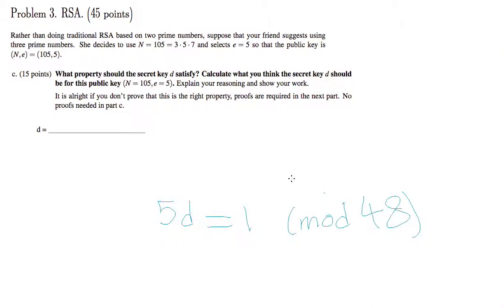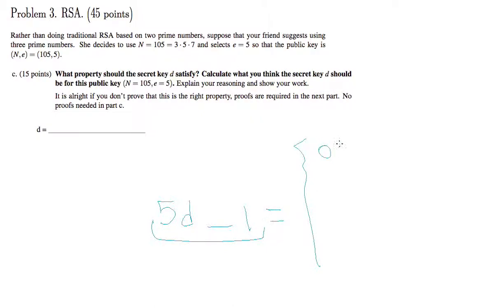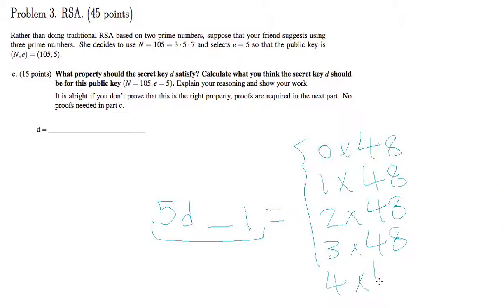I'm going to follow a trick, basically. So we want 5d to be equal to 1 mod 48, which means that 5d minus 1 is going to be divisible by 48. Now if you notice, we can always take d to be a number which is less than 48, right? If d is less than 48, then 5d is less than 5 times 48, right? So this whole number is a multiple of 48, which is less than 5 times 48. So it can be either 0 times 48, 1 times 48, 2 times 48, 3 times 48, or 4 times 48. Okay, let's try these and see which one works.